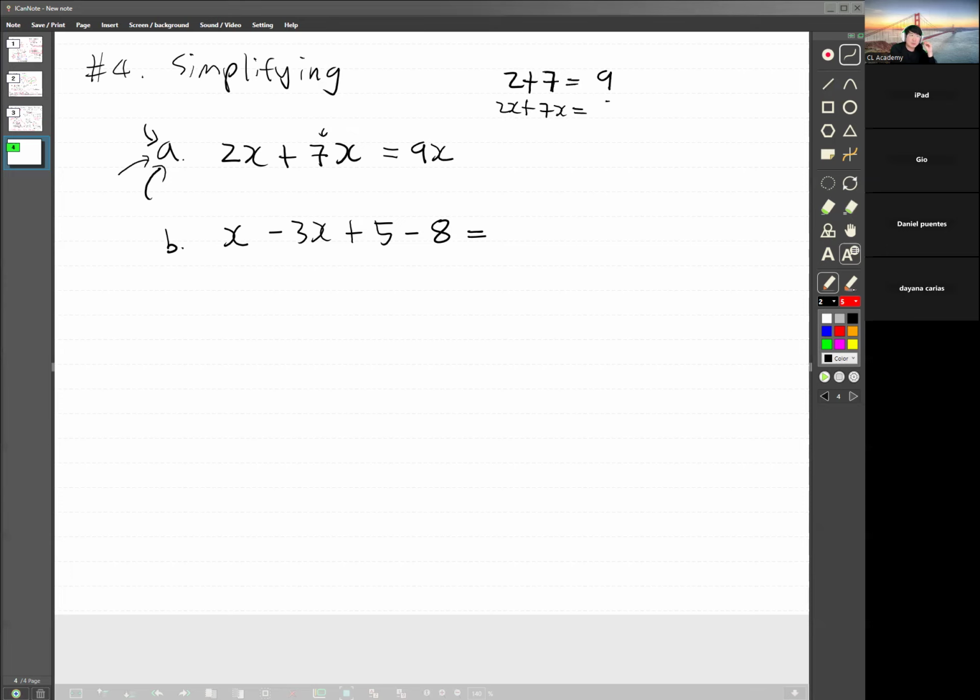Why did that happen? Because they're like terms. What did I say? Like terms, you can add, you can subtract. But x and 3, they're not like terms. This is a variable, this is a constant. You cannot add them. So leave it. Now try B. Danny, I'm going to give you the problem. Try this one.